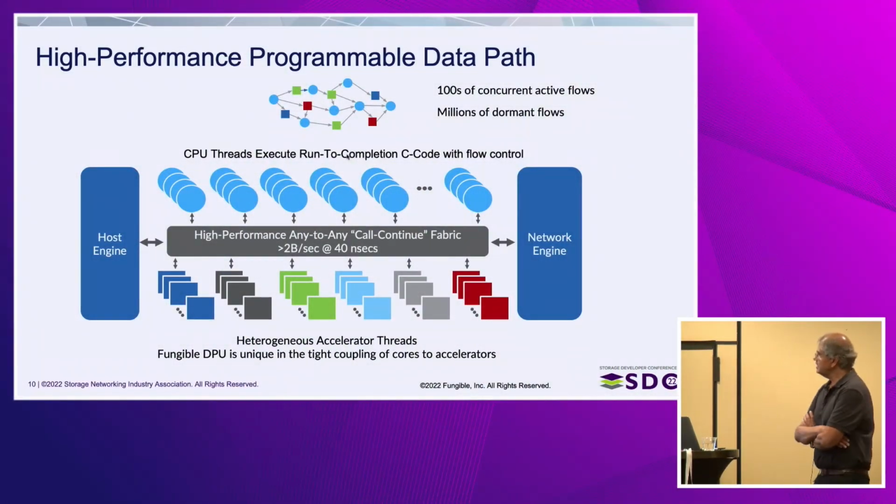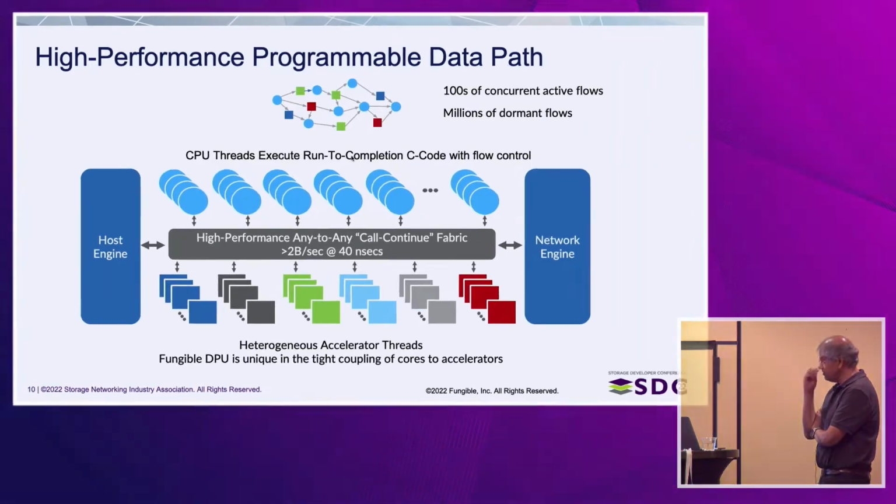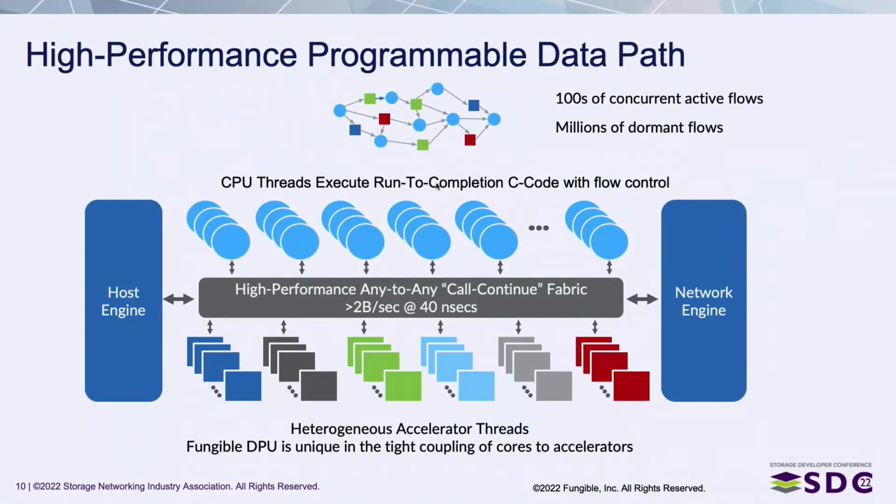Okay, just one quick slide on software. Pratapa actually talked about this in the last presentation. We have a very high performance programmable path, right? So you got the host engine, that's the PCIe side on the left. You've got the networking stuff on the right. All those little circles, think of them as cores or threads. Think of those squares as our hardware accelerators. We've got 7 or 8 different kinds of accelerators, but each of the accelerators are also multi-threaded. That's why you see more than one square of the same color, because I've got lots of compression engines, threads, a lot of encryption threads, and so on.